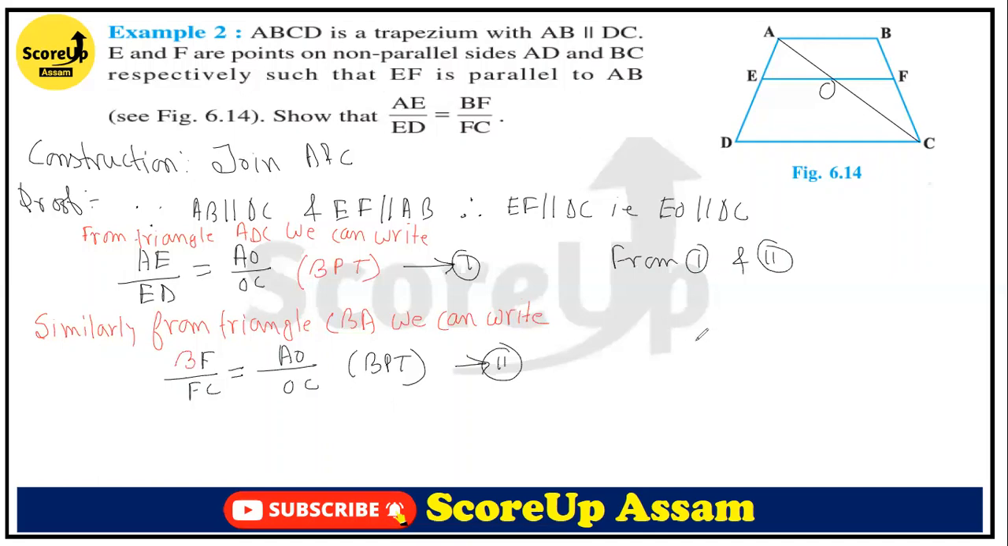From one and two, what can we say? That AO by OC, that means we can say that AE by ED is equal to BF by FC. And proved. It is proved. Okay, I hope why we have written this is clear. Because see, it is given EF parallel to AB, that means OF is also parallel to AB. So now we can apply BPT, and we can say that BF by FC equal to AO by OC. Okay, now let's move to our next topic.